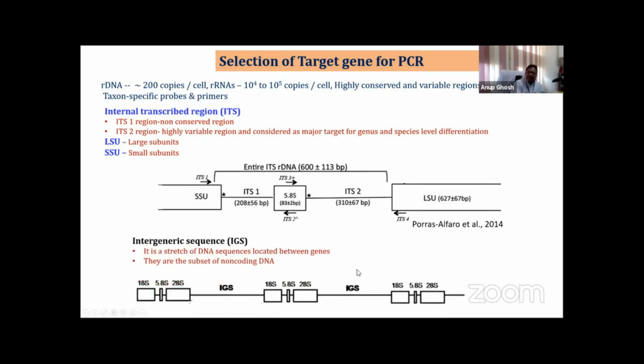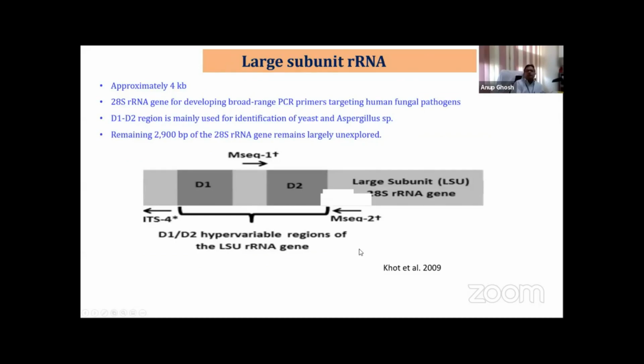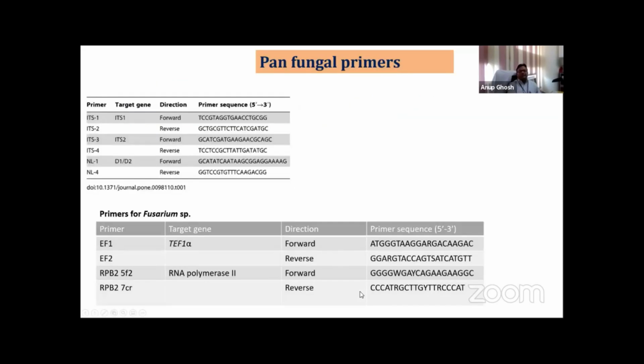Now, there is another term you come to know, that is IGS, or intergenic spacer sequence. This is a stretch of DNA sequence located in between the ribosomal DNA units. In case of Malassezia, we use this IGS region. And if we stretch this large subunit, or LSU, we will find there are two regions, the D1 region and the D2 region. Most of the primers in fungal diagnostics or identification we design from here. So this is the large subunit, and only this D1, D2 we are using for designing the primer.